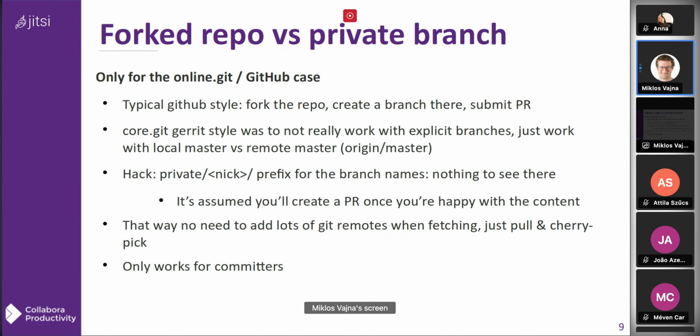Then in the online case, there is this difference between a fork repo versus a private branch in online Git. We arrive from this Gerrit background, so typically we work with these private branches, but the typical GitHub style is to fork the repo and then create a branch there. There is no big difference, do it as you like. It's just easier for committers with the private branches because then you don't need to create 30 remotes when reviewing changes from others.